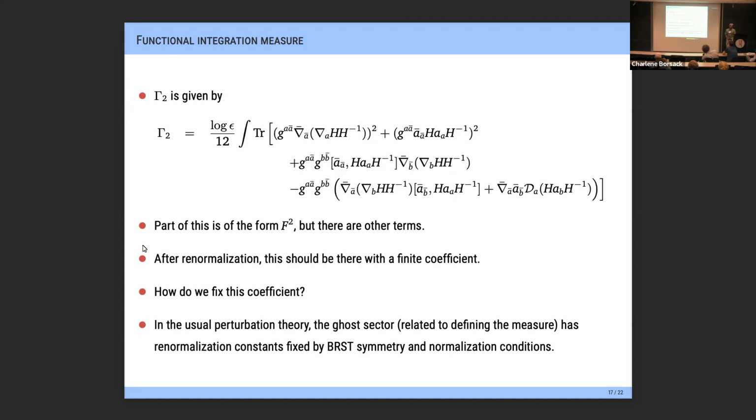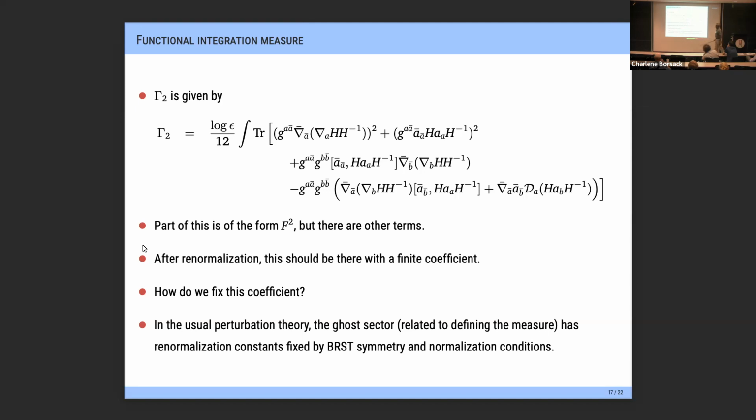But again, that is not particularly concerning because we are, after all, looking at a space with less symmetry than flat space. Therefore, more tensor structures are allowed. And therefore, this is the kind of thing that we might expect. So what do we do with this? Well, clearly one has to renormalize, eliminate this divergence. And after renormalization, there should be a finite coefficient here. Okay. How do we fix the coefficients? That is still a bit of a puzzle to us.